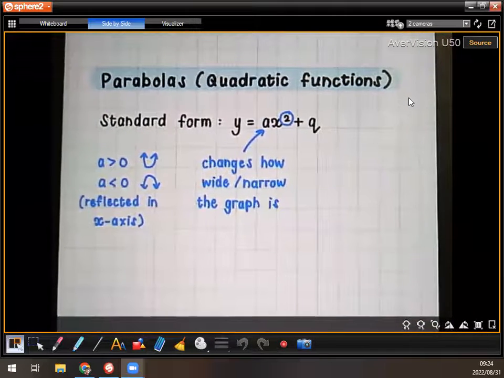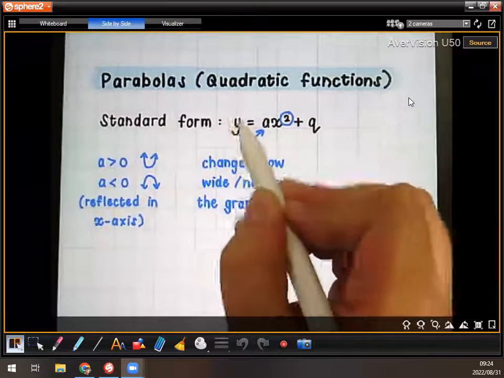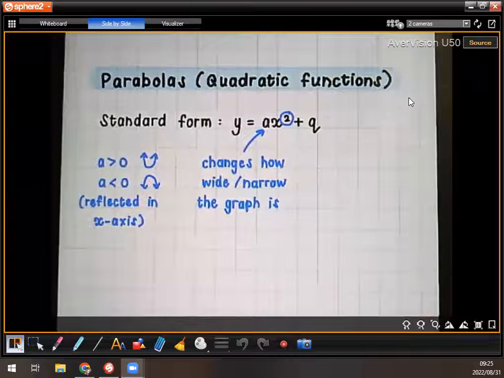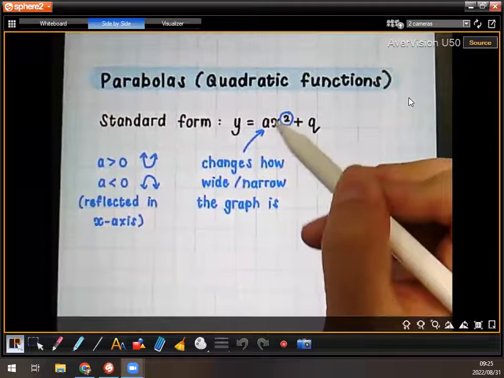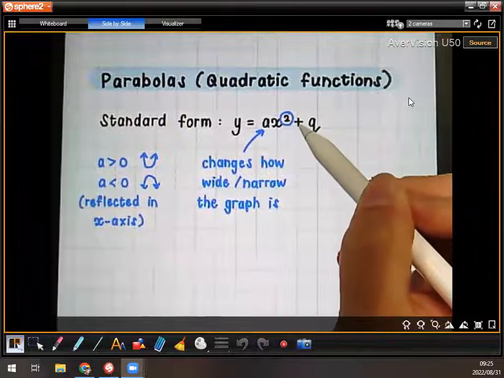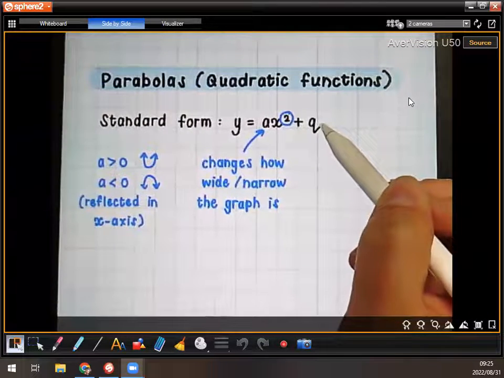Okay, now we're going to look at Q, guys. Does anyone want to take a guess at what Q represents? Let's see what Y is. The equation of the graph is actually a formula for getting a Y value for any X value. So if we're looking at this, we have an X value, we're squaring it, and then we're adding a number to it, right?